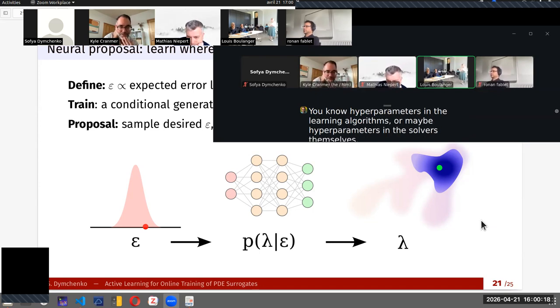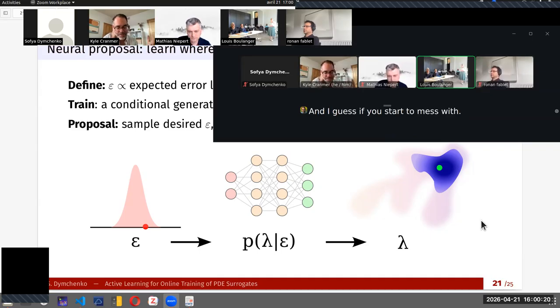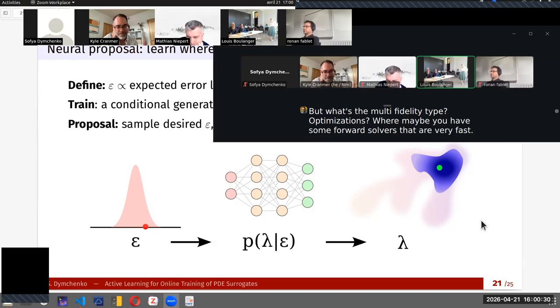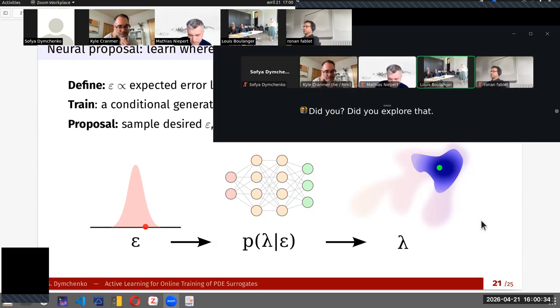And I guess if you start to mess with the solvers themselves, it gets a little bit into things like multi-fidelity type optimizations, where maybe you have some forward solvers that are very fast and you learn something, but they're not perfect. Did you explore that direction much, or do you have any thoughts about how you would need to change the algorithms you have to address those situations?